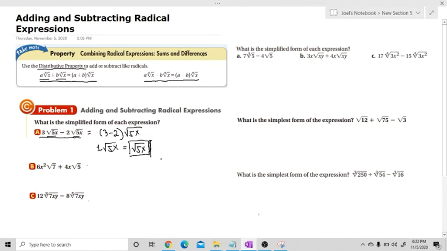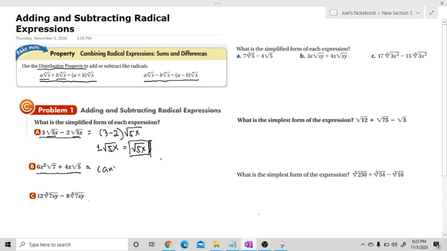Let's proceed to letter B. 6x squared square root of 7 plus 4x square root of 5. Okay, always remember that we can only apply the distributive property if like radicals yung i-add or isa-subtract natin. Since yung isa is square root of 7, ang isa is square root of 5, it means they are not like radicals. So, we cannot add 6x squared square root of 7 plus 4x square root of 5.